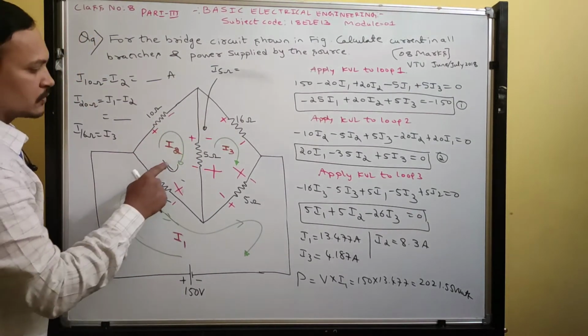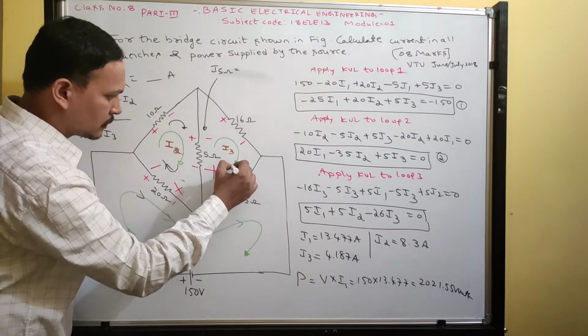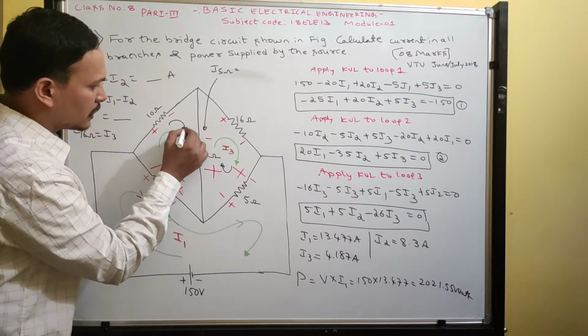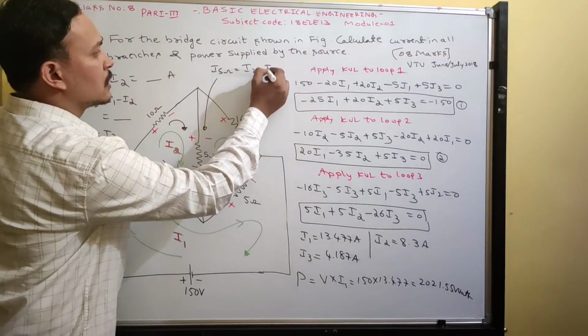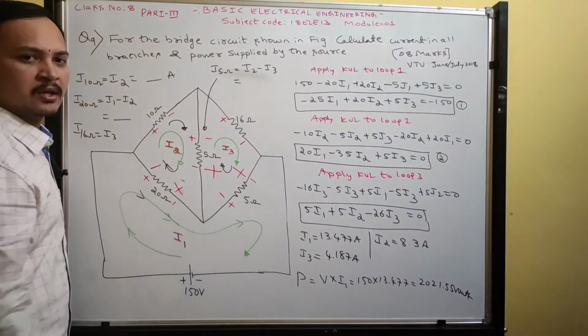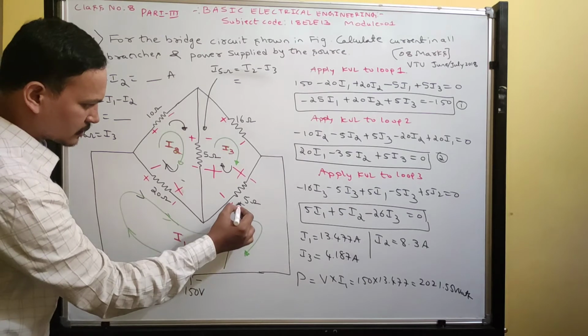Okay, so now see the direction. This is coming like this, and this will be going like this. See, both are facing opposite to each other. Therefore, what is the current in that resistor? I2 minus I3. Enter the value. You will get the answer.